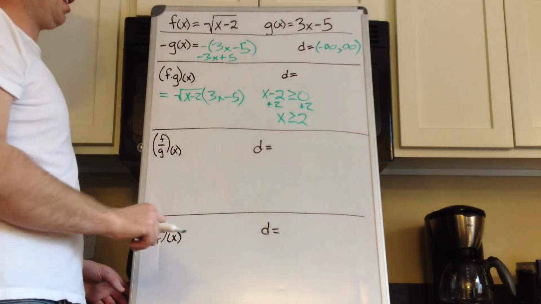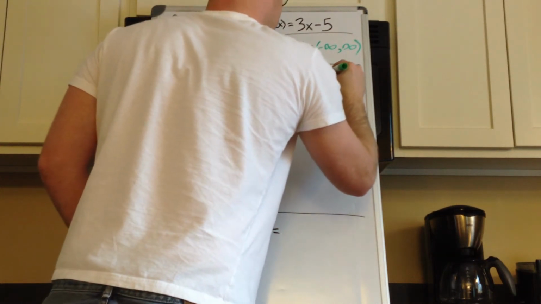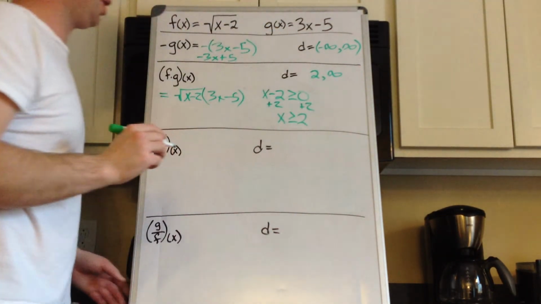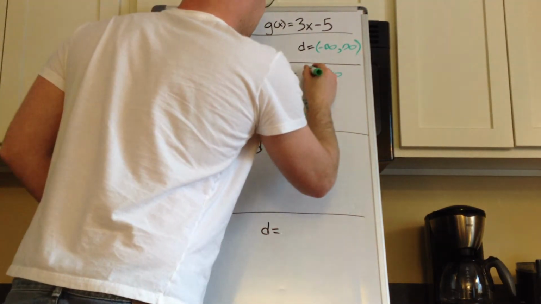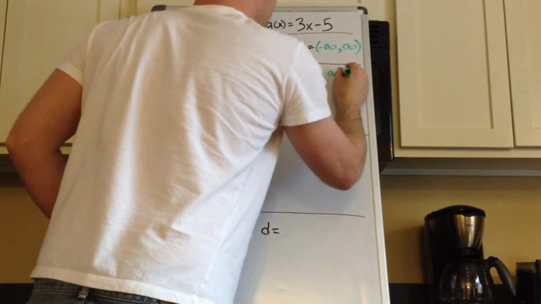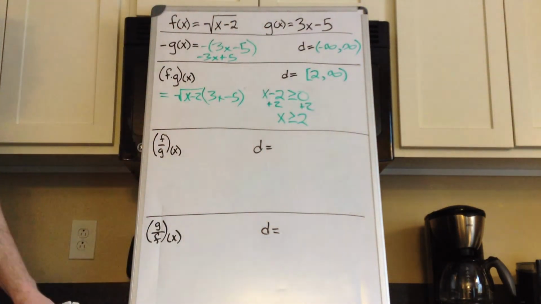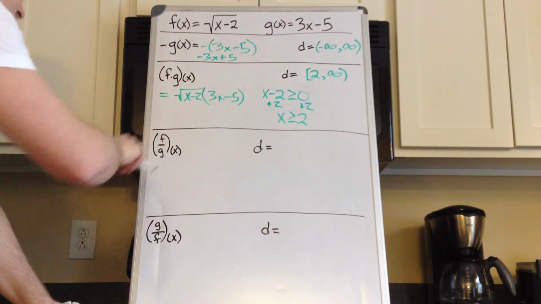So I'm going to put this in interval notation. I'm going to do from 2 up to infinity because it's greater than or equal to 2. 2 is an accepted value, so I'm going to use the square brackets. That means it includes the number 2. And then infinity is not a number, so I'm going to use the parentheses. Okay, 2 down.